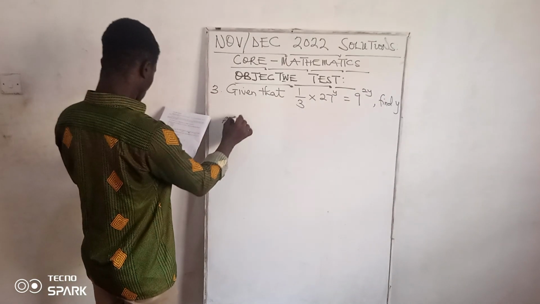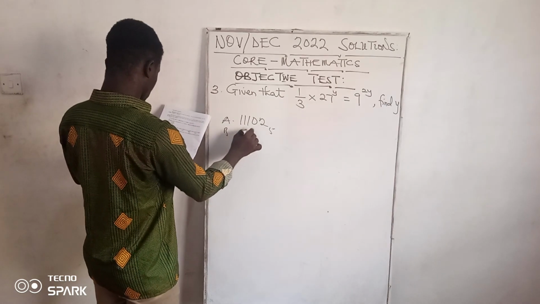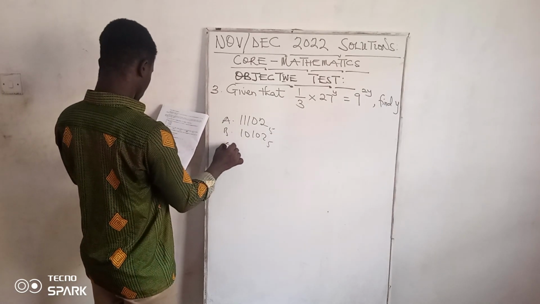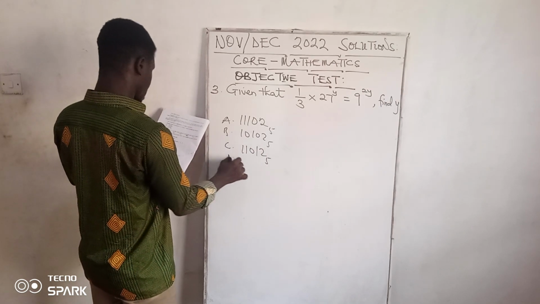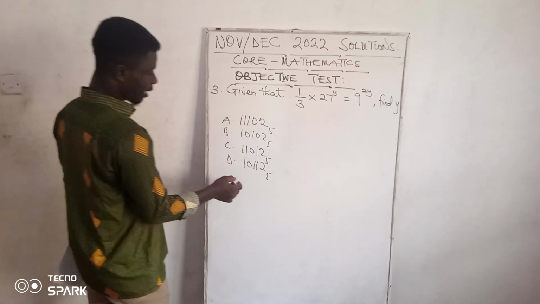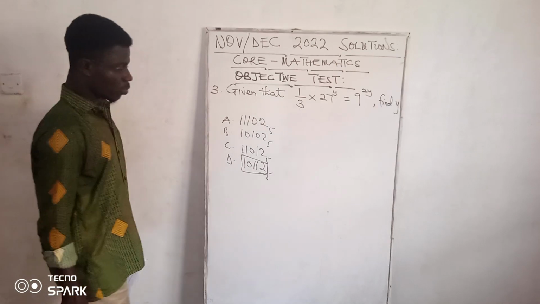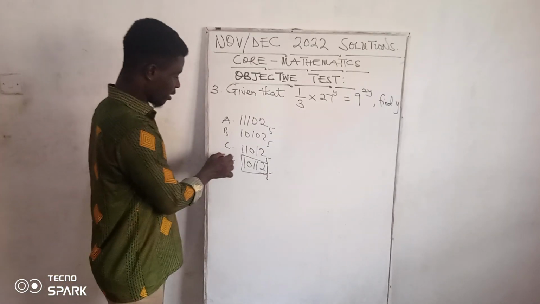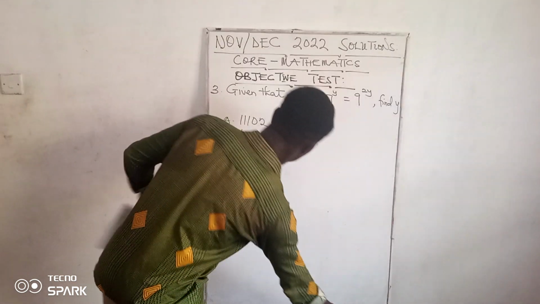So we have the options. This one is 1110 base 2, which is 5. Then we have 1010 base 2, which is 5. Then 1101 base 2 is 5. Then 1011 base 2 is 5. So kindly check. I think it will be 1011 base 2 is 5. That's option D. So kindly check them and compare your answers. Sorry for that.